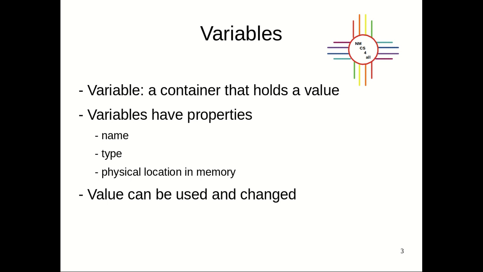Variables are containers that hold a value. They have properties that define them, a name that will be used to refer to them, such as side length, a type such as number or boolean, which could have values of true or false, and a physical location in memory. The value can be used or changed.